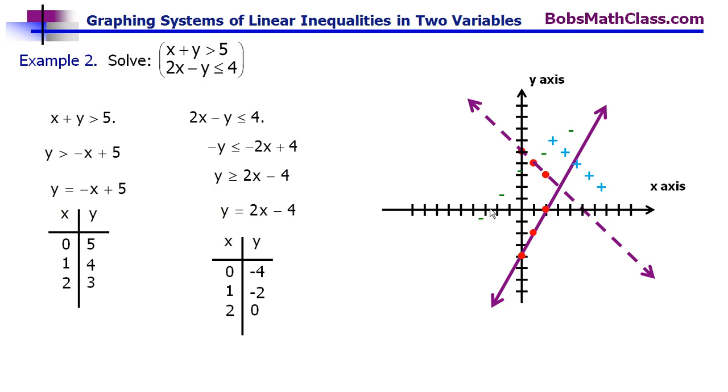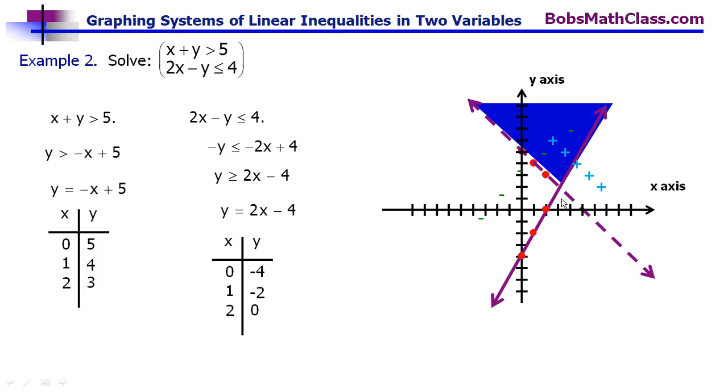Now our solution is the area that satisfies both conditions. Well, which area has both little plus signs and little minus signs? Yeah, it's this top little region right in here between the two lines. So now we'll go ahead and darken that area in. And that's it, we're all done. So again, the solution is the area that satisfies both inequalities.